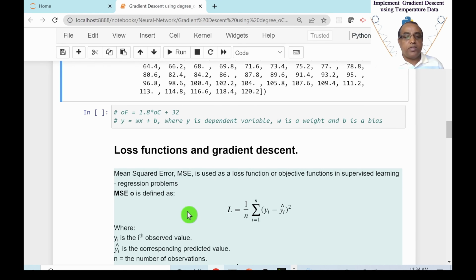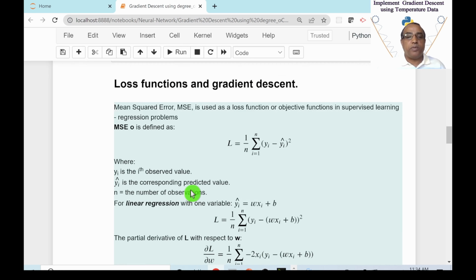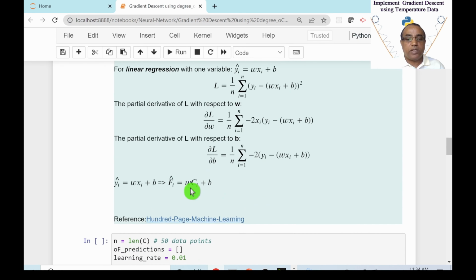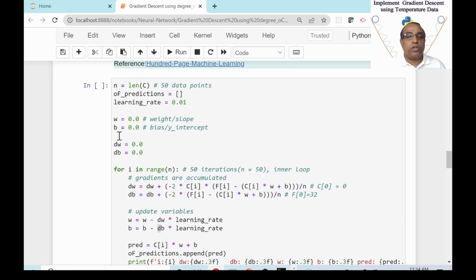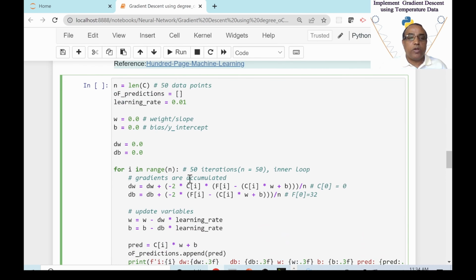Now next, let's see. We discussed the loss function in gradient descent previously, but we need to focus on this cell. In this cell we are going to implement the gradient descent algorithm. The first thing we need to know is the amount of data. How many data points do you have? This len calculates the number of data points. In this case we have 50. So n stores the number of data points.